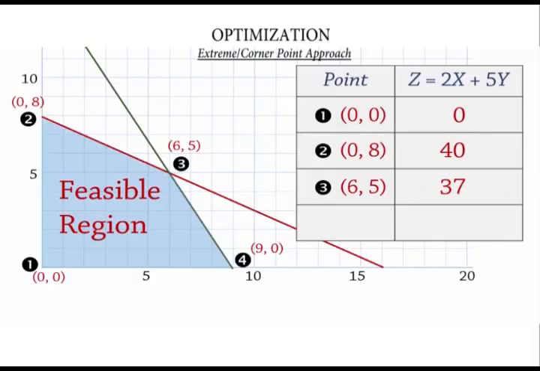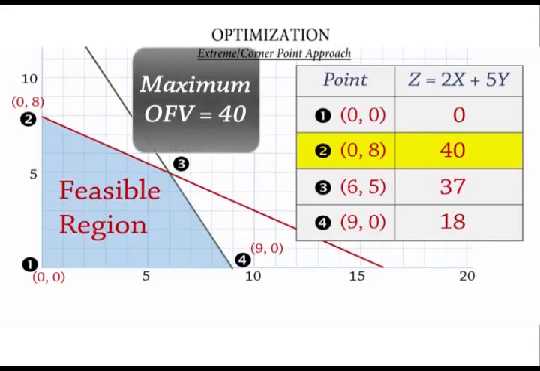And at point 4, 9, 0, z will be equal to 2 times 9 plus 5 times 0, giving us 18. There we have it. Point 2 provides the highest value of the objective function, and so the solution occurs at point 2, which is the maximum optimal point. If you wanted the minimum optimal point, that would be point 1.